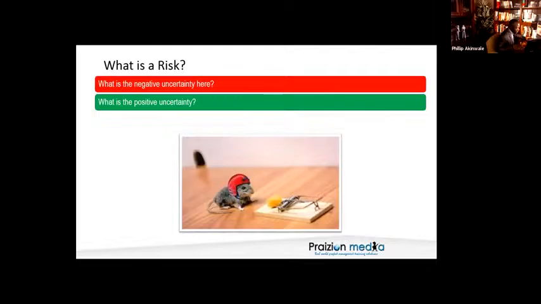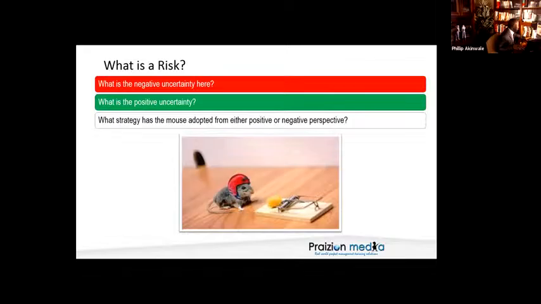Yes, Willanda says getting the cheese and not trapped. Escaping death is very good, Donna. That's exactly what I was thinking as well. Escaping death. So that is ultimate for the mouse. Very good. Okay. So let's take a look at one more thing. What strategy? I think Jason gave this away with his previous remark. But what strategy has the mouse adopted from either positive or negative?